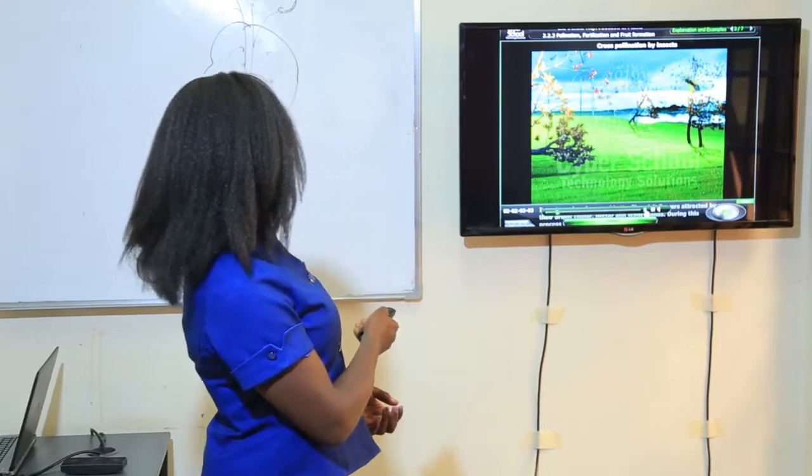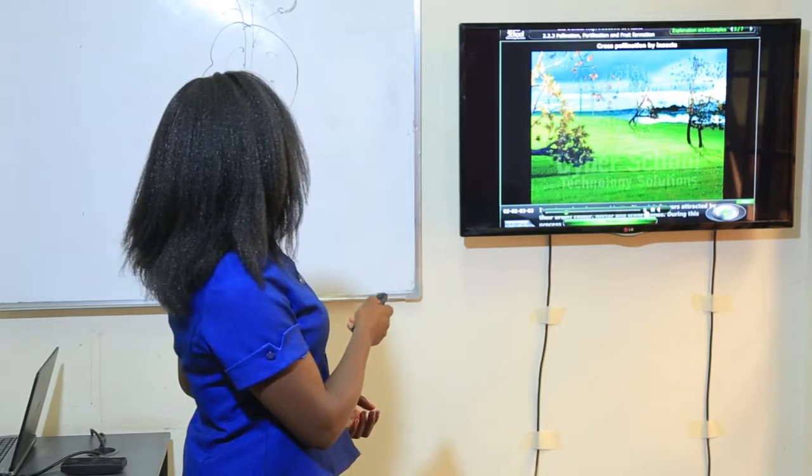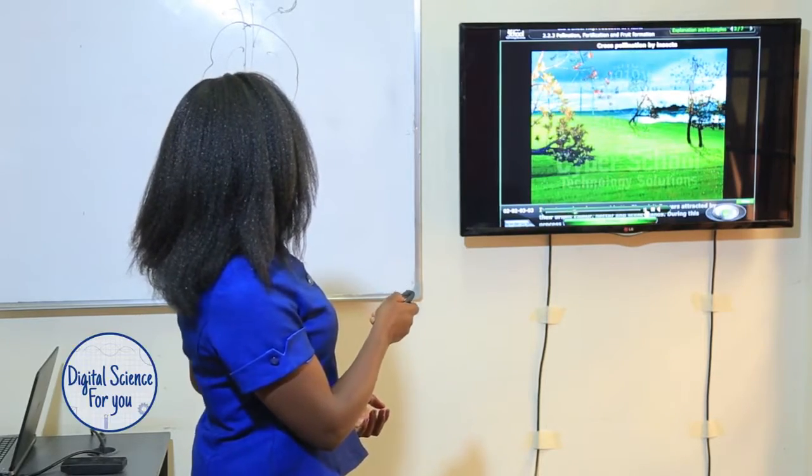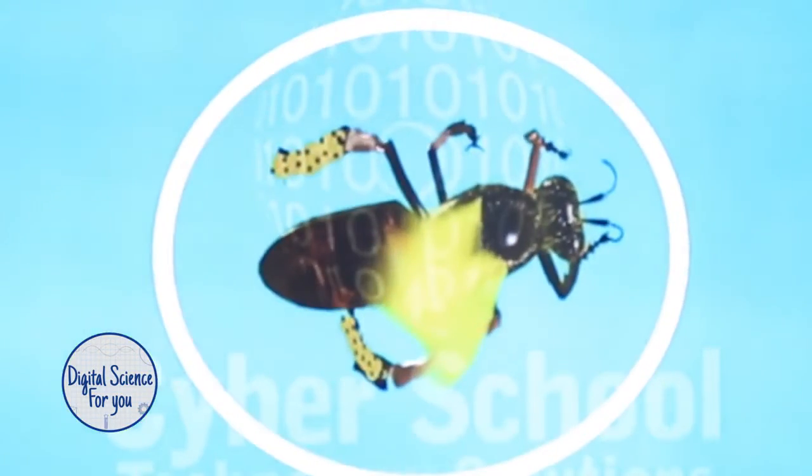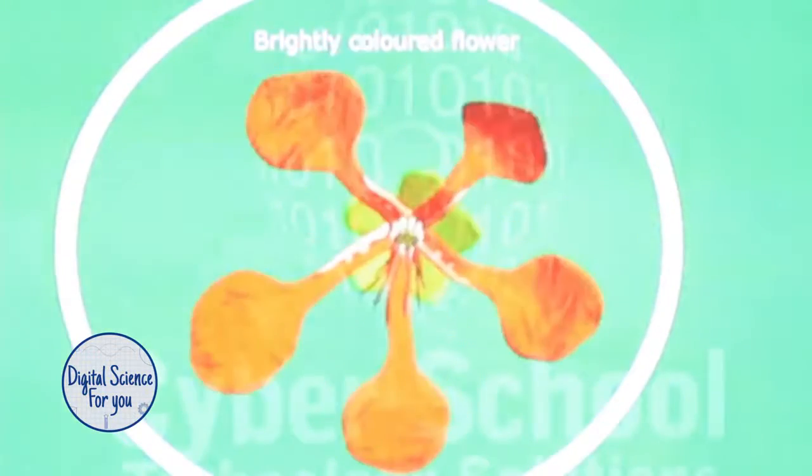Take a look at this insect. There we have bees going around brightly colored flowers. Their hairy legs can carry pollen grains from one flower to the next flower, thus pollination taking place. Now let's consider wind pollination.